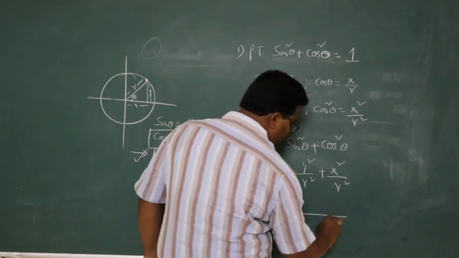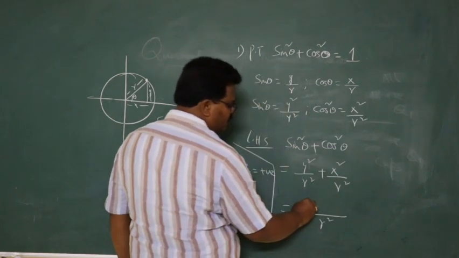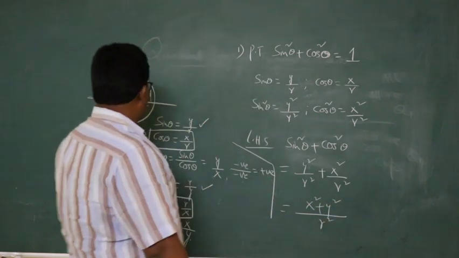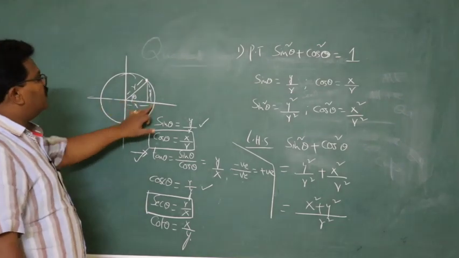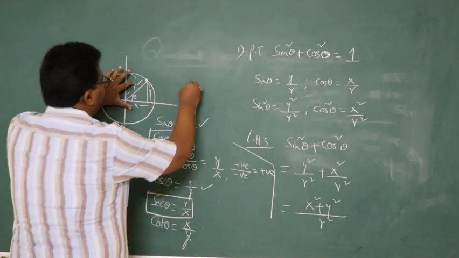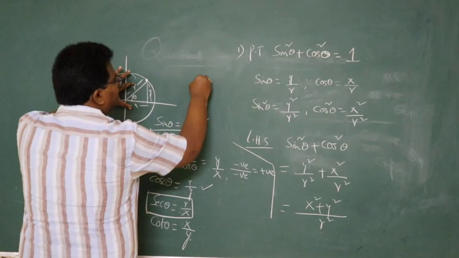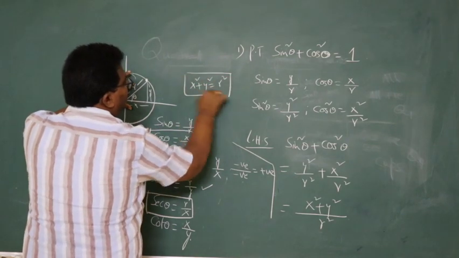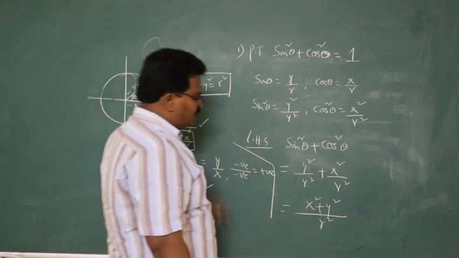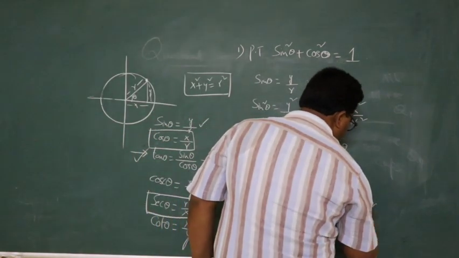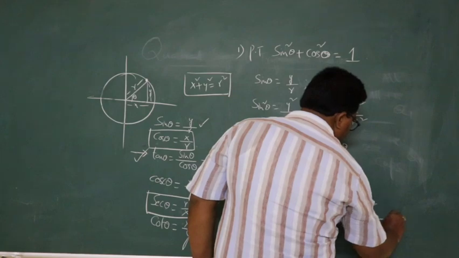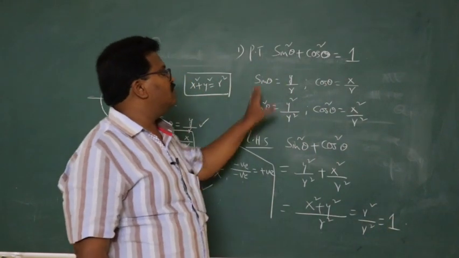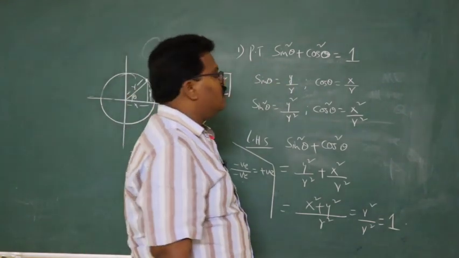So what is the LCM? R square. So this is x square plus y square by r square. So in this right angle triangle we know from Pythagorean theorem, side square plus side square equal to hypotenuse square. This is Pythagorean theorem. So we can replace x square plus y square by r square, that is r square by r square is 1. So this is very very important. Sin square theta plus cos square theta equal to 1.